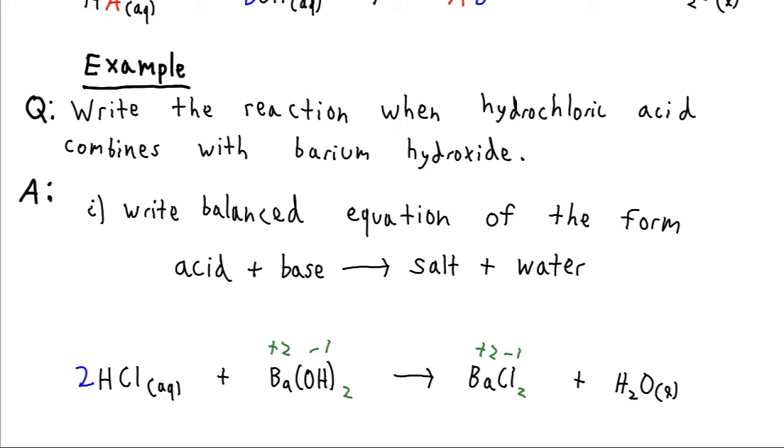And then now we have a total of 4 hydrogens on the left side and 2 oxygens, whereas we have 2 hydrogens and 1 oxygen on the right side. So we need to double our number of water molecules. And that's it. As long as you recognize that the OHs and the Hs are combining to give you water, then all you have to do is pair these other ions together and balance the equation.